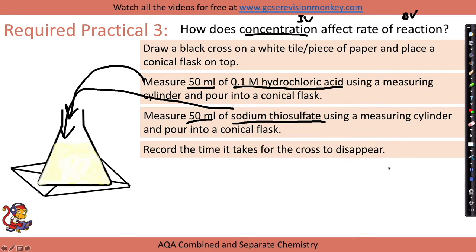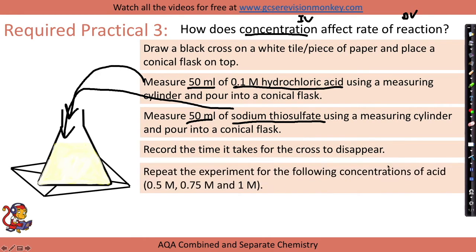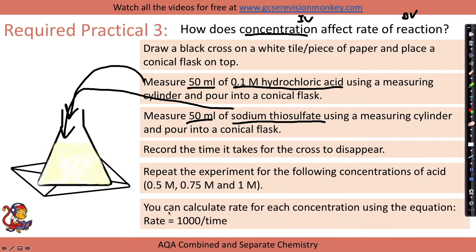Obviously this is subject to error because different humans will have a different opinion on the exact time that the cross has disappeared. We'd repeat the experiment for the following concentrations of acid: 0.5, 0.75 and 1 molar. And for this one, because we're not measuring the amount of reactant used or the amount of product made over time, we're simply looking for the time it takes for a colour change. We could use the equation rate equals 1000 divided by time to calculate a rate of reaction for each concentration that we're using.